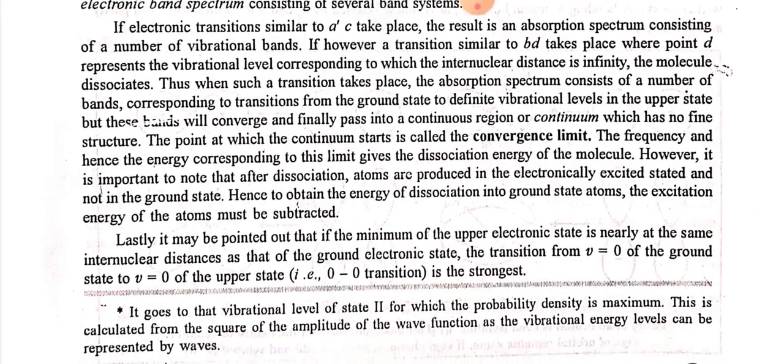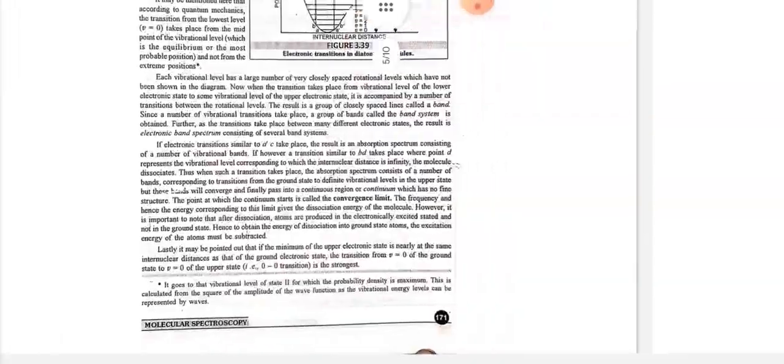Lastly, it may be pointed out that if the minimum of the upper electronic state is at nearly the same internuclear distance as that of the ground electronic state, the transition from v = 0 of the ground state to v = 0 of the upper state is strongest.